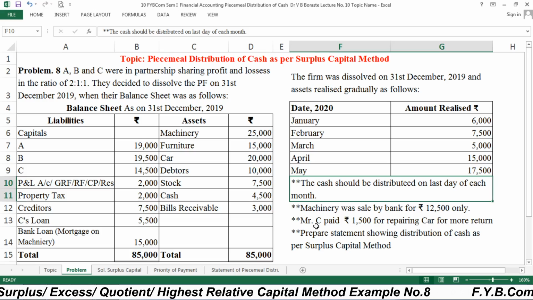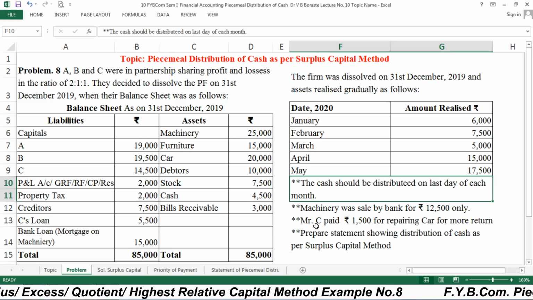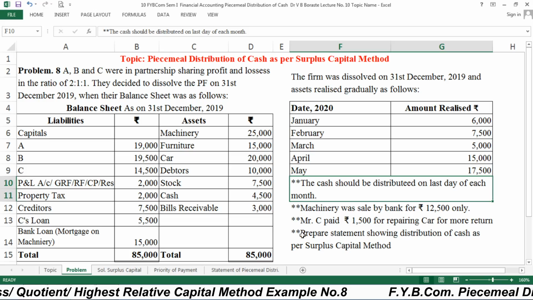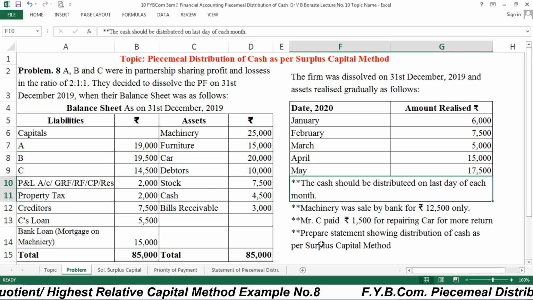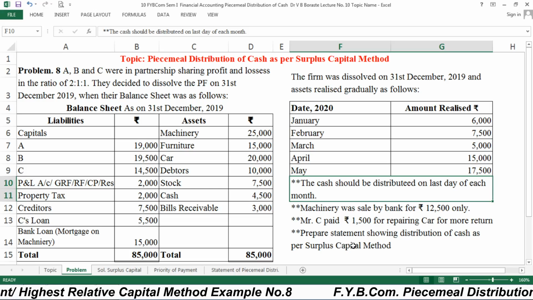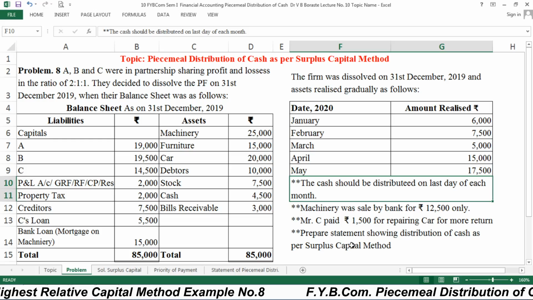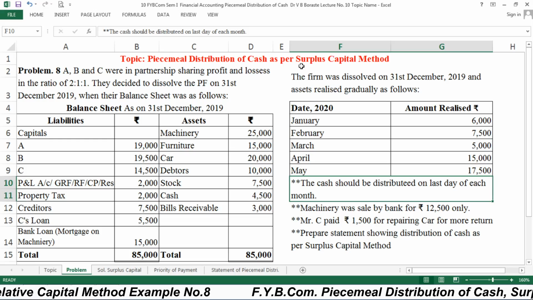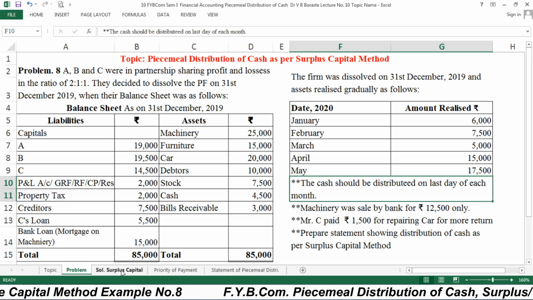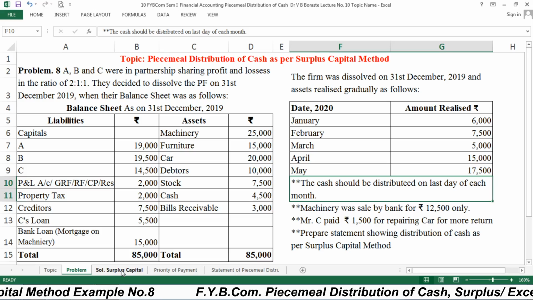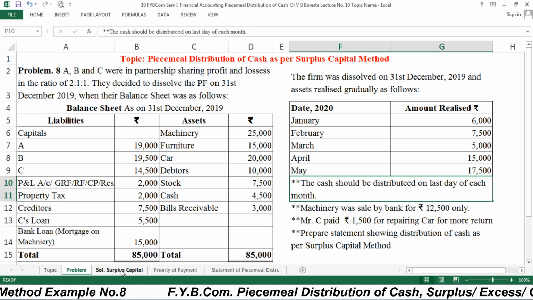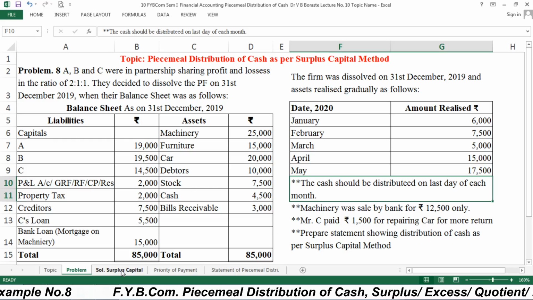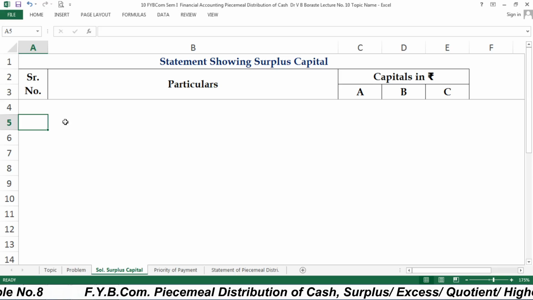For getting more realization, Mr. C paid rupees 1,500 for repairing of that particular car. Prepare a statement showing distribution of cash as per the surplus capital method. Now this is the example and we have to solve it as per the surplus capital method. First of all, we have to find out the absolute surplus of the partners. So let us see what surplus capital means.